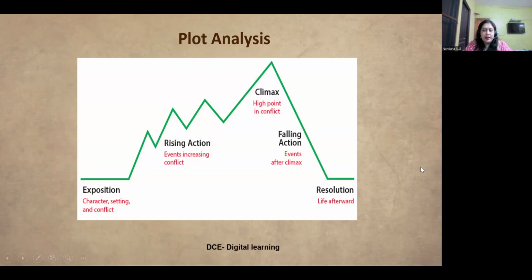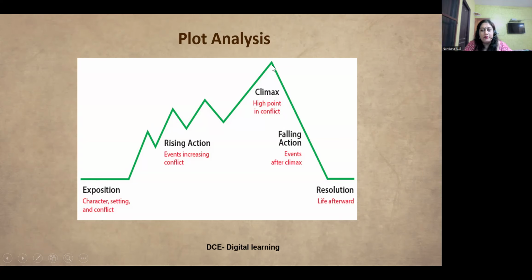Now, observe this graph. Every short story usually has these elements. Exposition refers to where the characters are introduced, the setting, and the conflict. Here in the course of the story, we shall see what is exposition and how the exposition goes to rising action. Some sort of action is there, events which increase the conflict. And as it keeps on increasing, it proceeds to the end point, that is the highest point, known as the climax, the highest point of conflict.